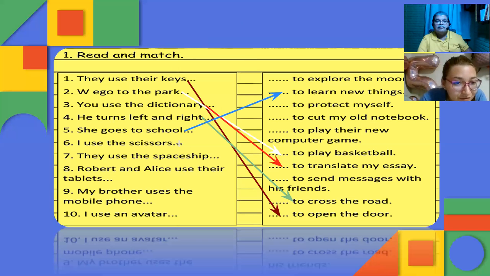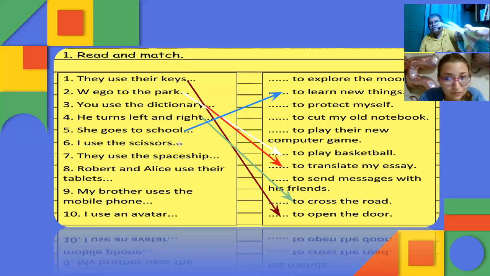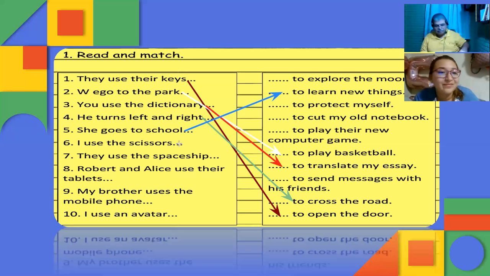What is the meaning of scissors? Scissors. Let me show you. These are scissors. Okay. I use the scissors to cut my old notebook. Okay.